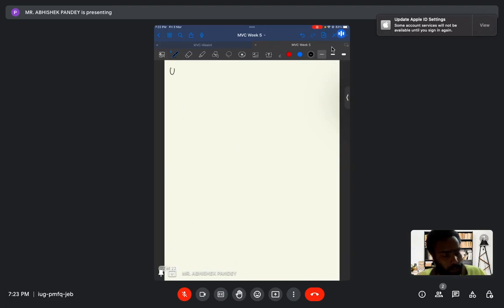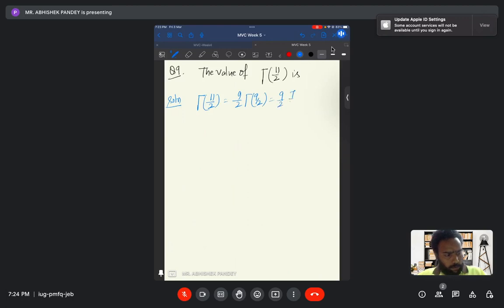Now we'll see question number 9. The value of gamma 11 by 2 is, so gamma 11 by 2 is nothing but 9 by 2 gamma 9 by 2. This again can be written as 9 by 2 into 7 by 2 gamma 7 by 2. So we are using the formula gamma of x plus 1 is equal to x gamma of x.